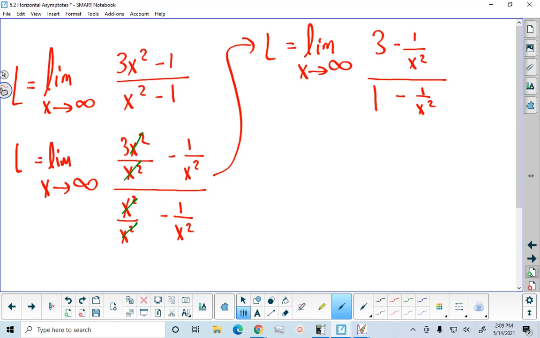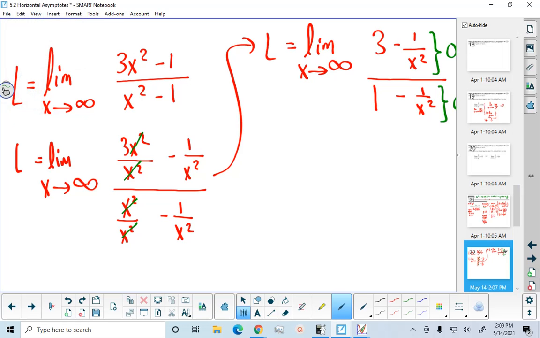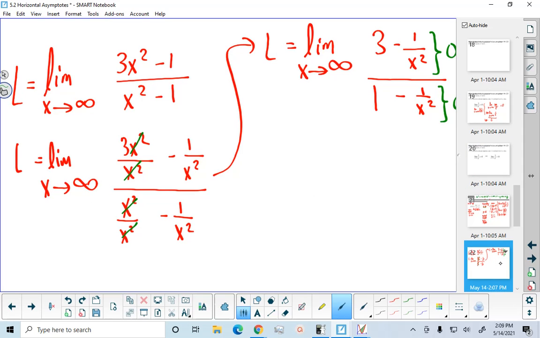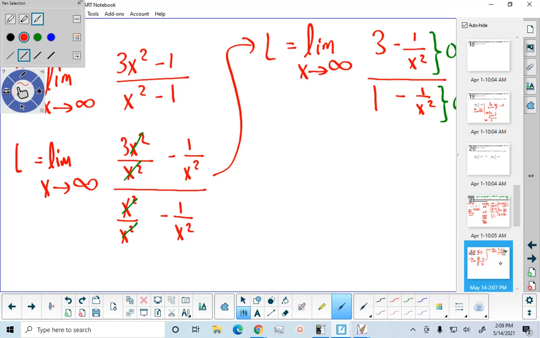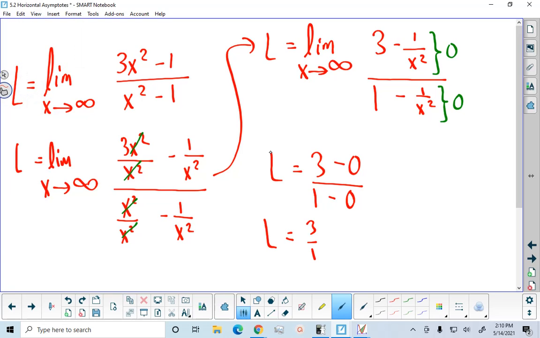But wait a minute. 1 over x squared, as x approaches infinity, this is 0, and this is 0. That's that rule that I talked about here. As x approaches infinity, 1 over x squared approaches 0, which means that this limit is actually equal to 3 minus 0 over 1 minus 0, which is 3 over 1, which is 3. So there is a horizontal asymptote at 3.